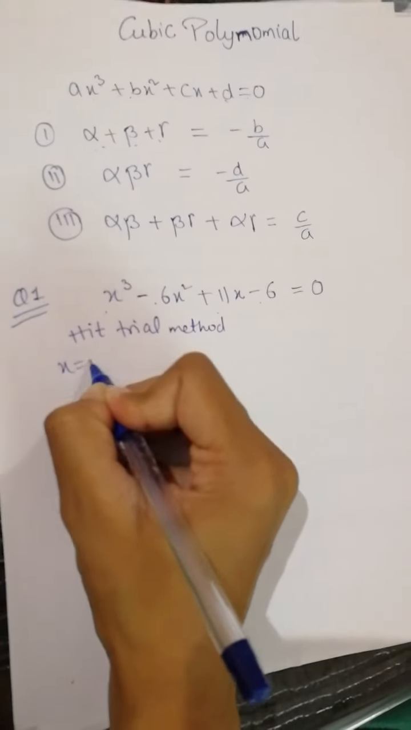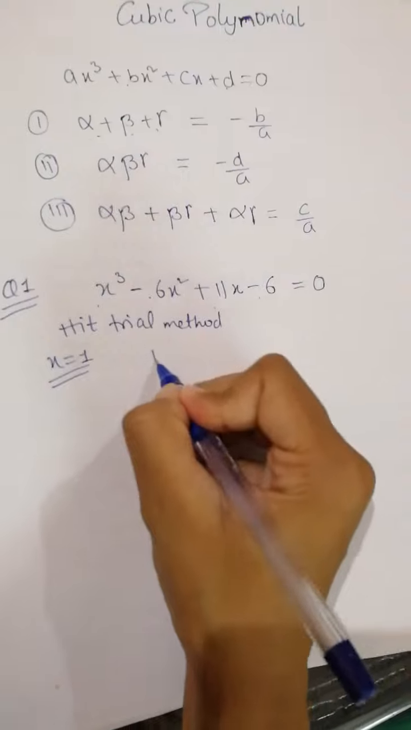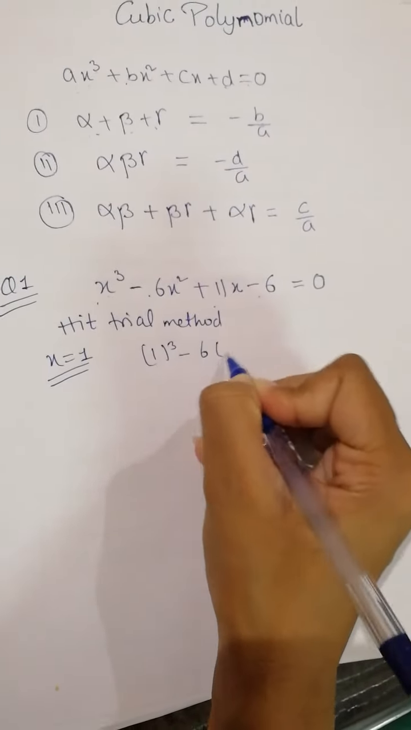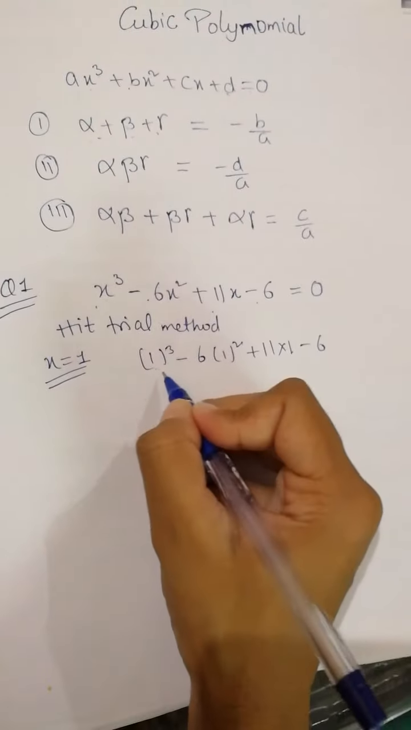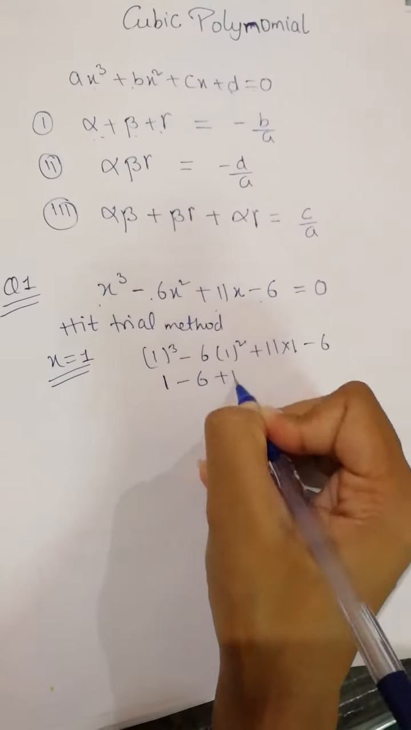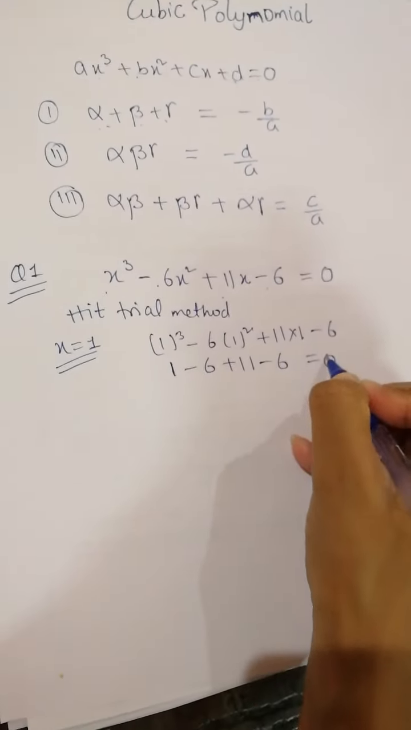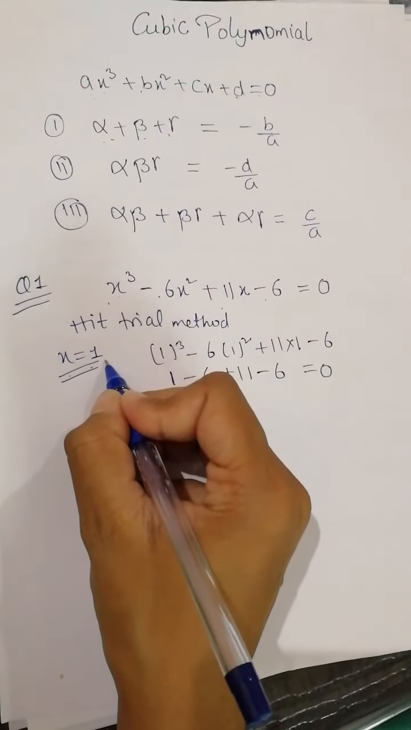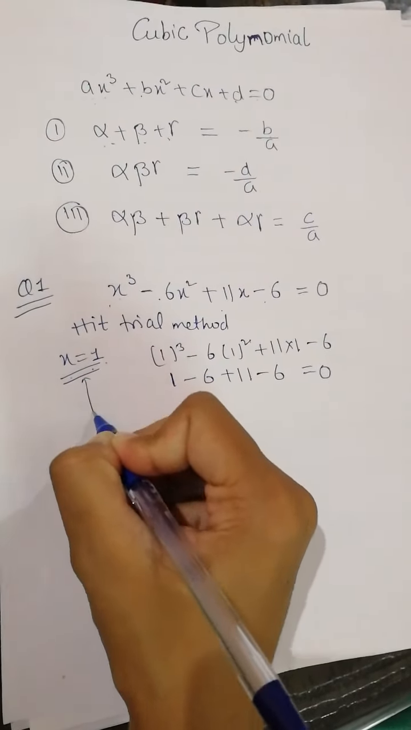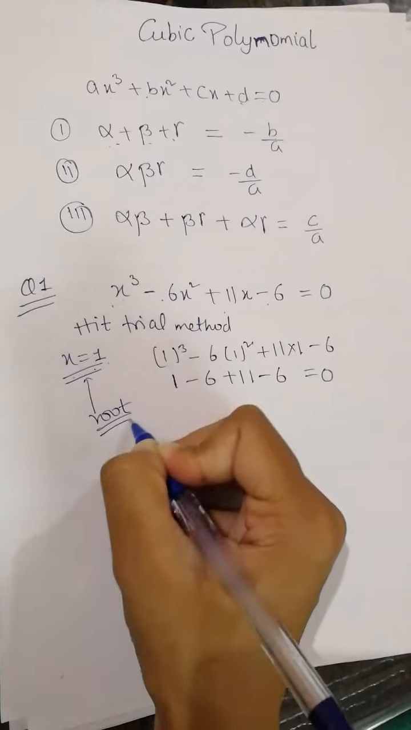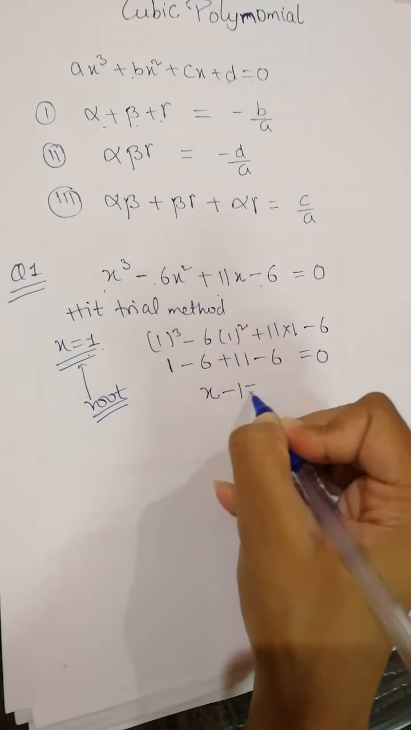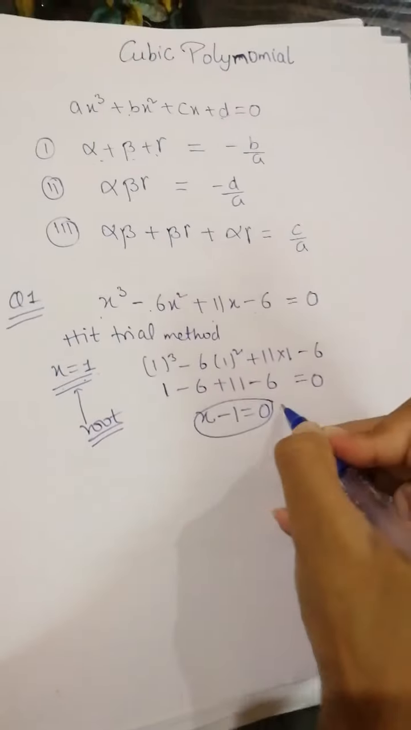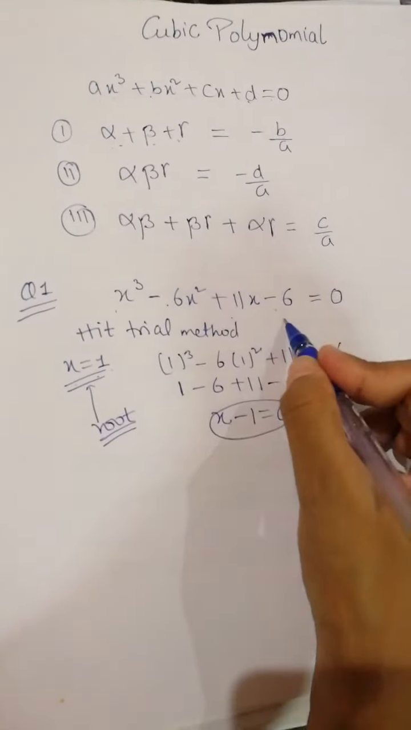So if I put x equal to 1, I get 1 cube minus 6 times 1 square plus 11 into 1 minus 6. So it becomes 1 minus 6 plus 11 minus 6, which is equal to 0. So x equal to 1 is the first root of my equation. So now the factor will become x minus 1 equals 0. So this is the root of this equation.